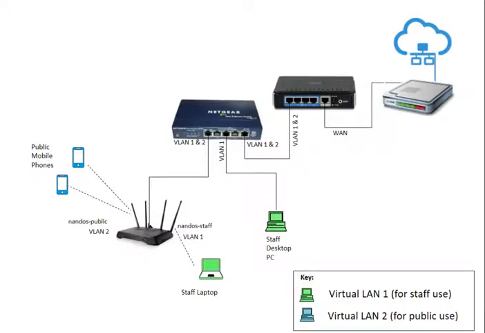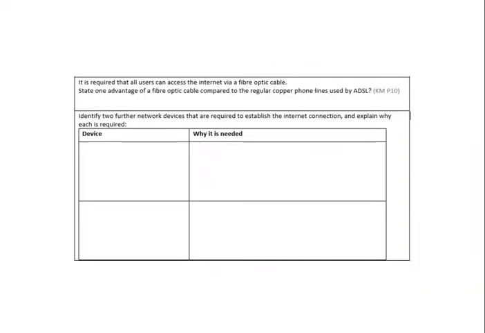So actually, although there's only one wireless access point, you can establish 2 separate wireless networks because there are 2 separate VLANs on the same physical LAN. So the public would know to connect to Nando's Public because you could give it a name, Nando's Public, so it'd be nice and clear for them by the name of the network where they need to connect.